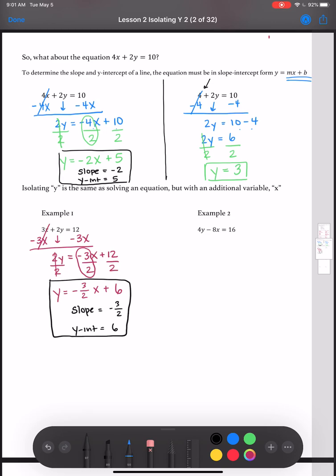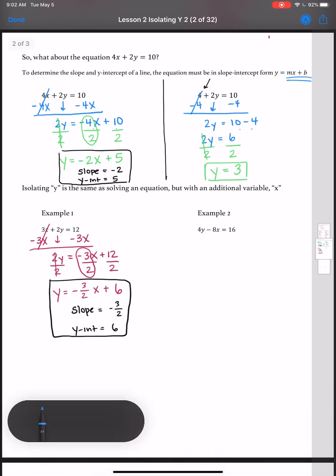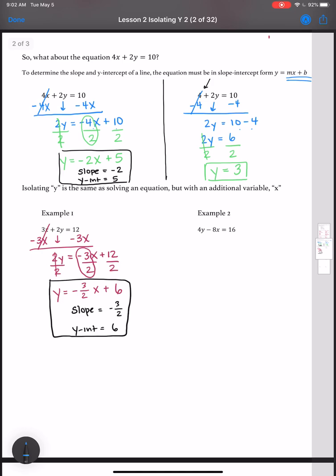All right, number 2. 4y minus 8x is equal to 16. You can see here that it's slightly rearranged. The 8x is not first, that negative 8x, but it doesn't matter. We're still going to solve it the same way. We're going to move the x term by using inverses to the other side. Negative 8x plus 8x is 0. That's the purpose of doing that. Bring down your 4y.